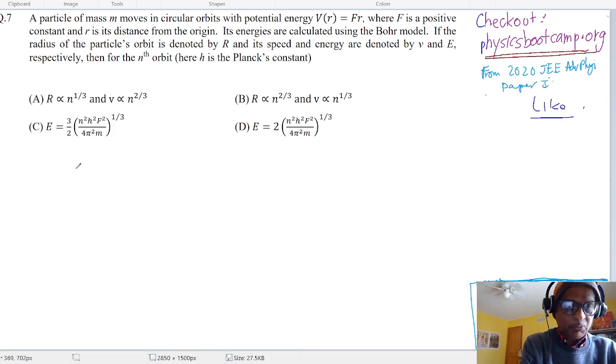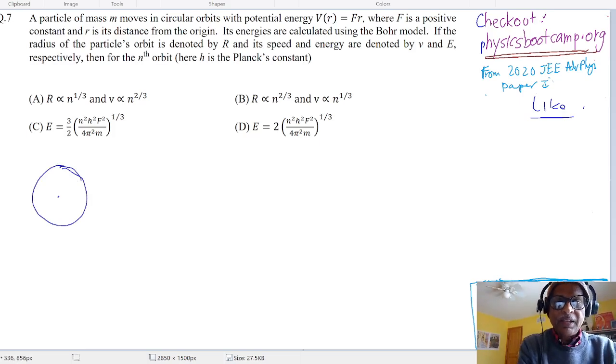A particle moves in a circular motion. So we have a circular motion, and this is the center. This distance from the center is little r, and the potential energy, this is not potential, but potential energy, that this particle feels is F times r. F is a positive constant.